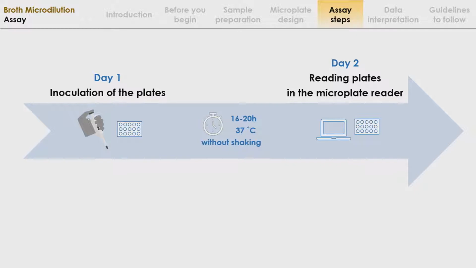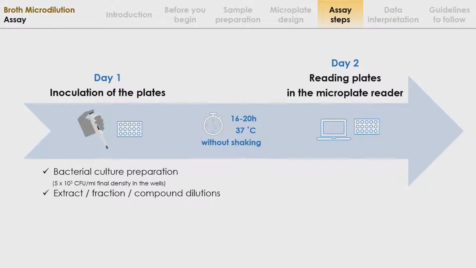When your samples are ready and pure bacterial cultures have grown on agar or in the liquid medium, you can begin the test. During day 1, you have to prepare a fresh bacterial suspension with a specific cell density and the dilutions of the potent antibacterial samples. Then, it is time to inoculate the plates according to the previous design. After 16 to 20 hours of incubation, you should read your plates at around 600 ± 50 nanometers. It's very important that you always use the same wavelengths during your experiments.